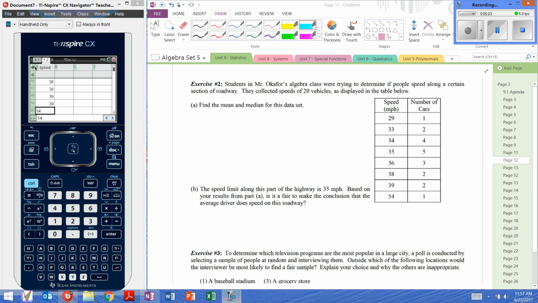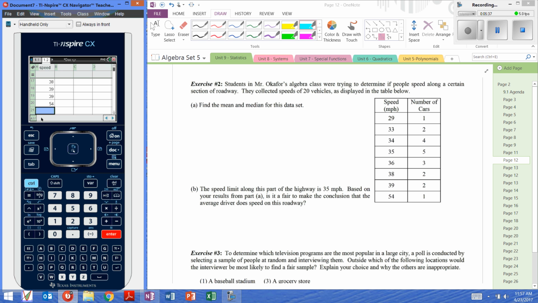And once you get to the bottom of the list, it's always important to make sure, first of all, that you check to make sure that you didn't miss a value. Odds are I don't think that I did because there were 20 vehicles and I'm in the 20th column. But what you always have to do is push enter at the end of a column. You never want to have that cursor selected.